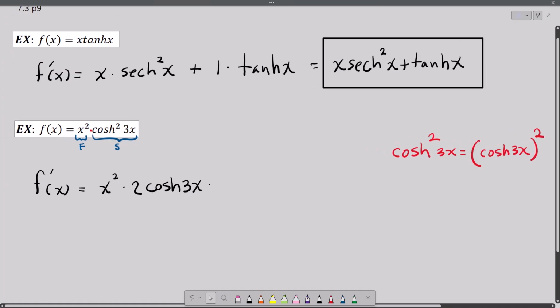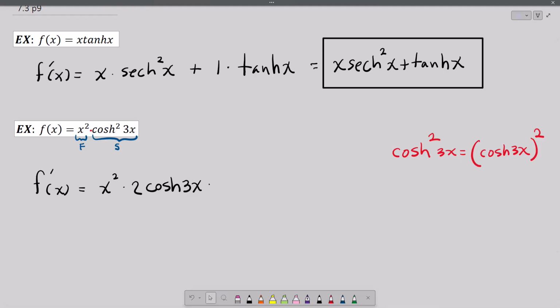Now what's the next step? Multiply by the derivative of the base. The derivative of cos, which is sinh 3x, multiplied by 3. So that's derivative of second, all that stuff. Is that okay with everyone? So power down, leave the base alone, subtract 1, derivative of base.